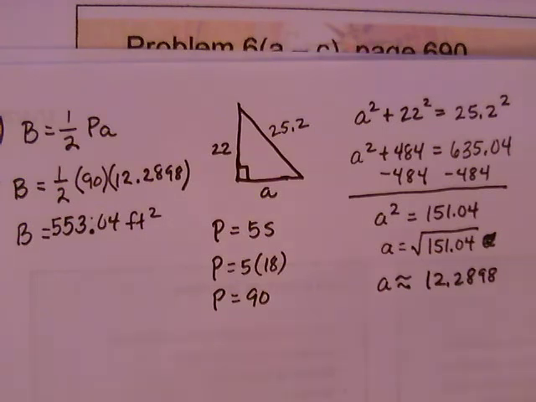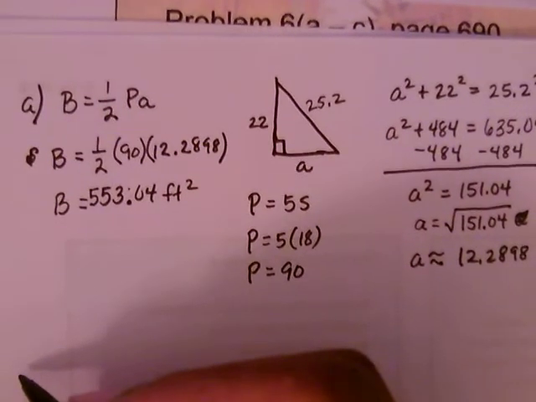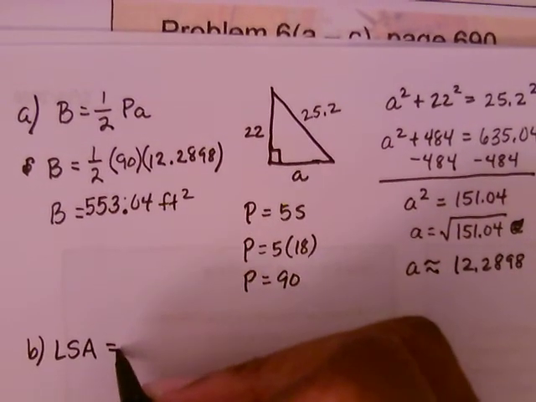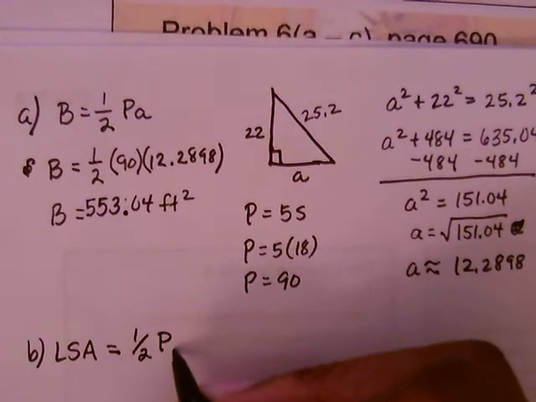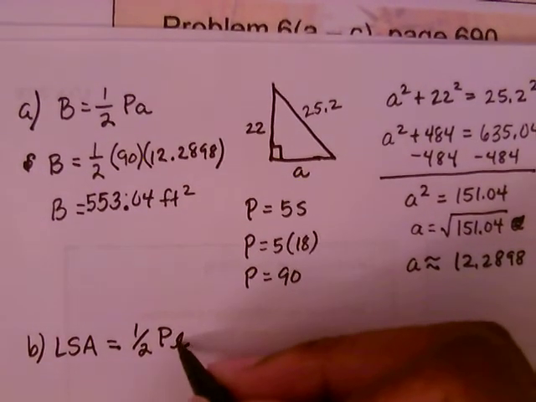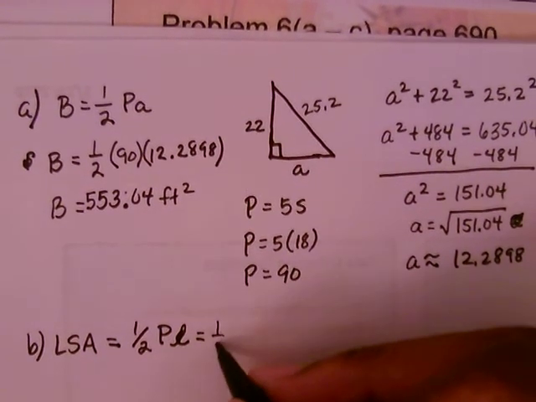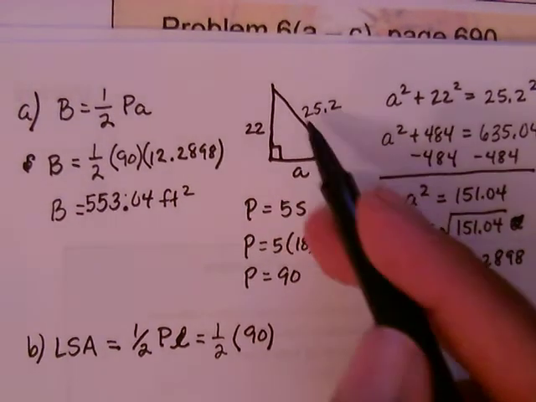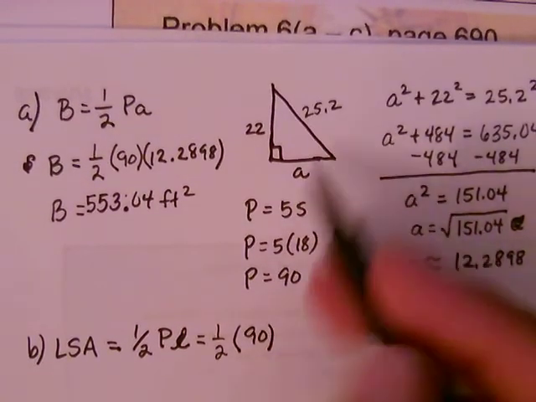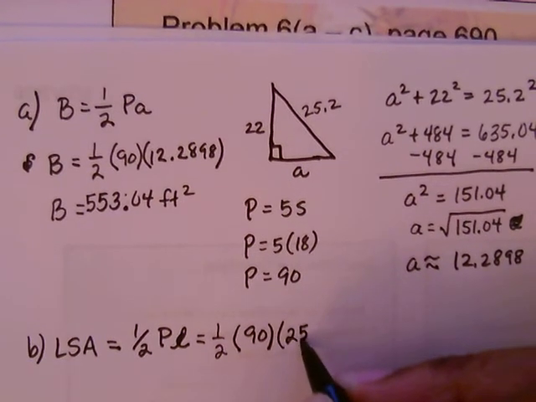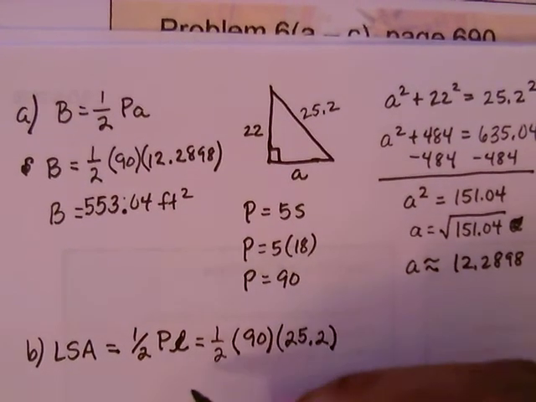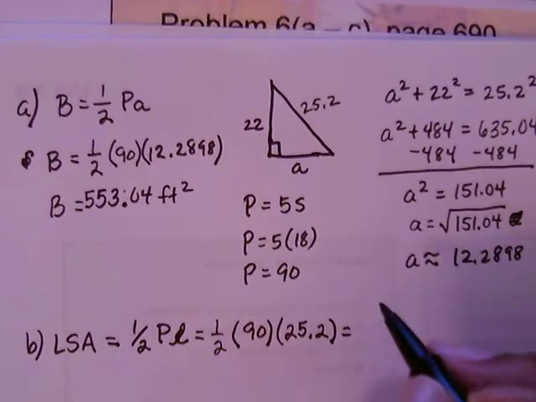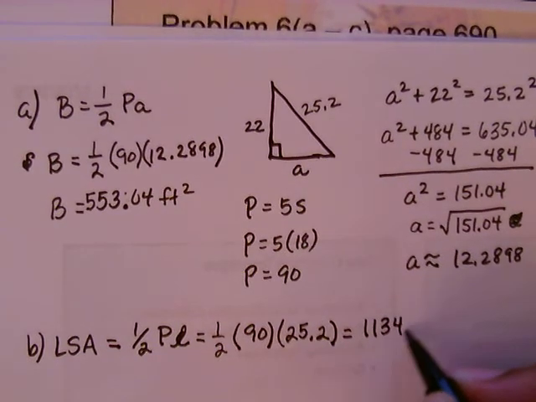And now part B is the lateral surface area, which is, of course, 1/2 the perimeter times the slant height, L. So I have 1/2. The perimeter, I found that out to be 90, and I already know what the slant height is. That was 25.2. That's the height that's on the face of the pyramid. So if I multiply 1/2 of 90 and 25.2, that would give me 1,134 square feet.